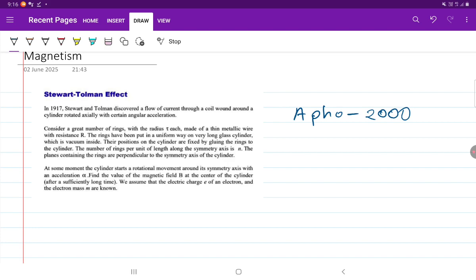Now, the other information given is that the number of rings per unit length along the symmetry axis is n. The planes containing the rings are perpendicular to the symmetry axis of the cylinder. At some moment, the cylinder starts a rotational motion around its symmetry axis with angular acceleration alpha. Okay, this alpha is angular acceleration, not any linear acceleration. Then you have to tell me the magnetic field at the center of the cylinder after a sufficiently long time. We assume the electric charge e of an electron and mass m to be known. So pause the video for some time. We'll be getting started.